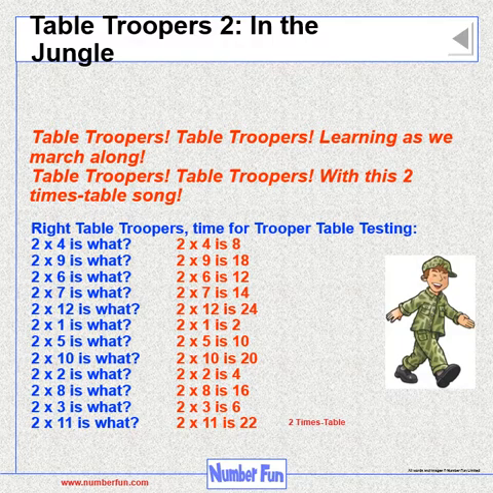Table troopers, learning as we march along. Table troopers, with this 2 times table song. Time and time again, you are proving to be totally terrific and tremendously talented, table troopers.